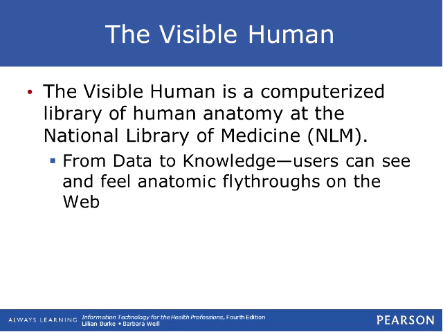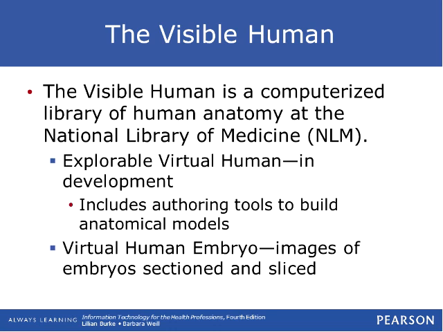There's another software that we use sometimes called Atom, and Atom allows you to move through the body at 1 centimeter a cut at a time. So you can literally go front to back, top down, side to side using this technology. The Visible Human is a computerized library of human anatomy at the National Library, like I said. It's an explorable virtual human in development. It includes authoring tools to build anatomical models.